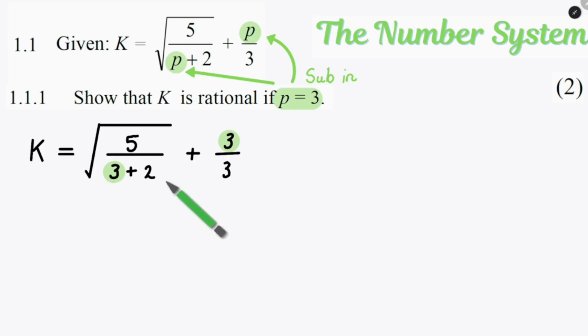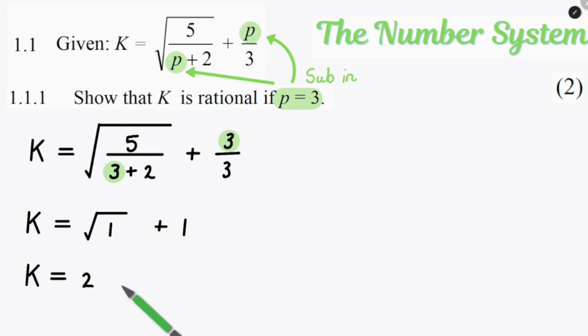So 3 plus 2 is 5, 5 divided by 5 will give me this 1 over here, and then 3 divided by 3 will just give me another plus 1 essentially there. Square root of 1 is just 1, and 1 plus 1 is 2, which is definitely rational.